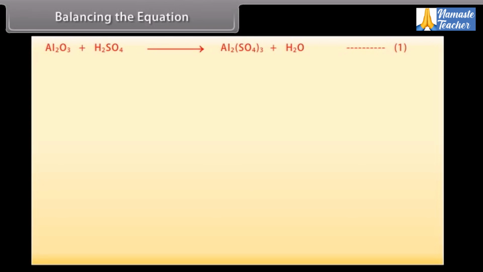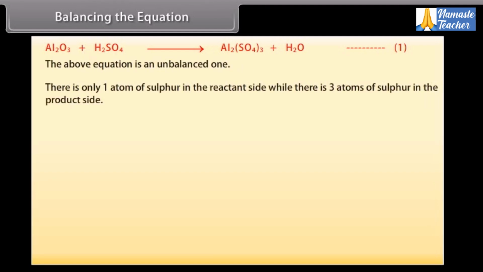Balancing the equation. Al2O3 plus H2SO4 gives Al2(SO4)3 plus H2O, equation 1. The above equation is an unbalanced one. There is only one atom of sulfur on the reactant side, while there are 3 atoms of sulfur on the product side.